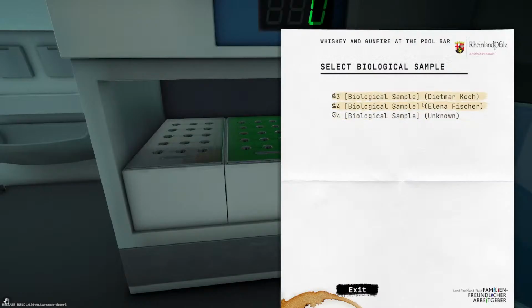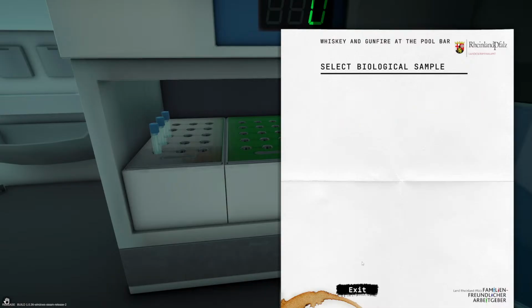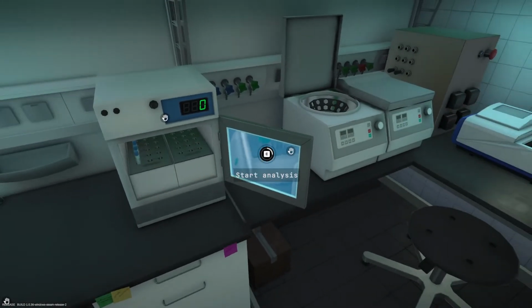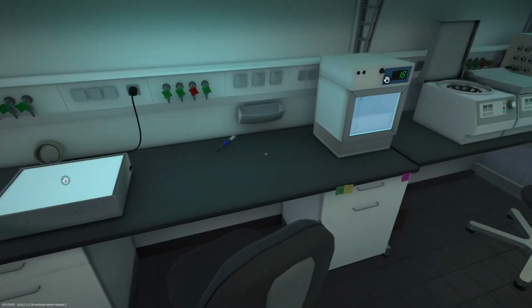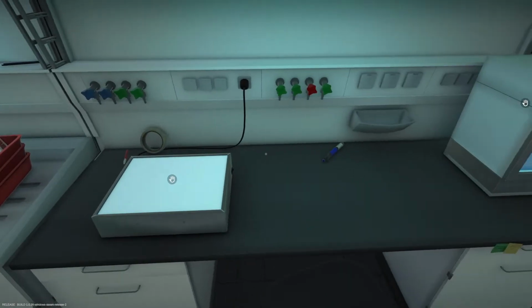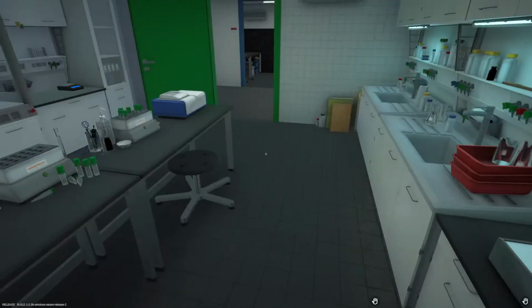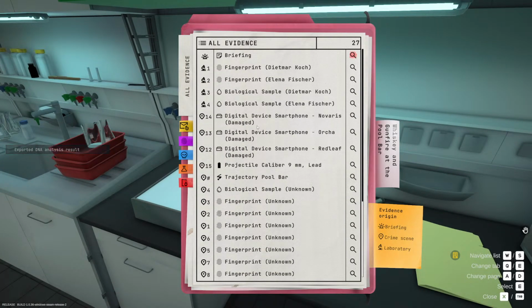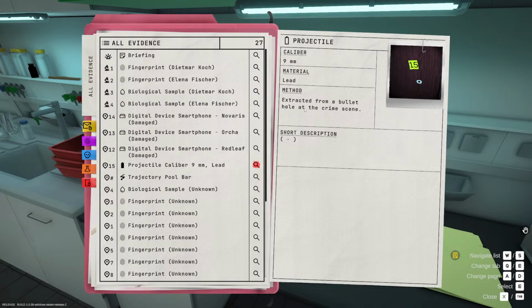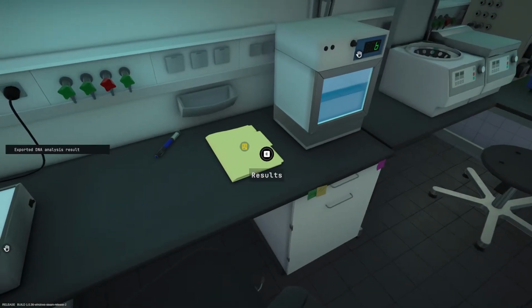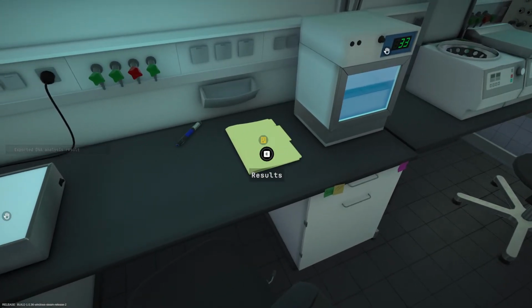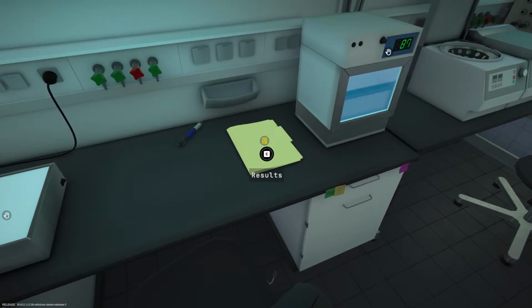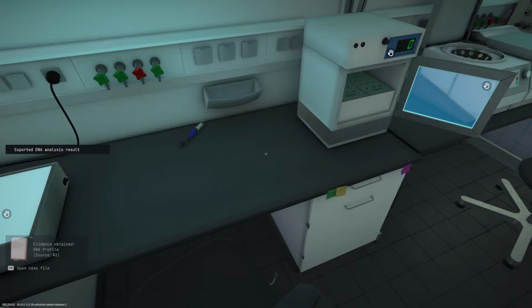Alright, let's place the blood sample in here. We'll place all 3 in here. Start that. And then we could compare their DNA. We gotta do fingerprints. Man, we got so much evidence here. Projectile 9mm. This should almost be done here. There we go.